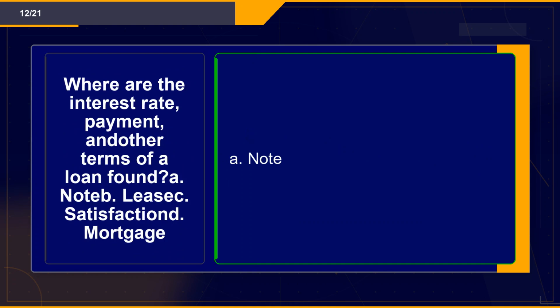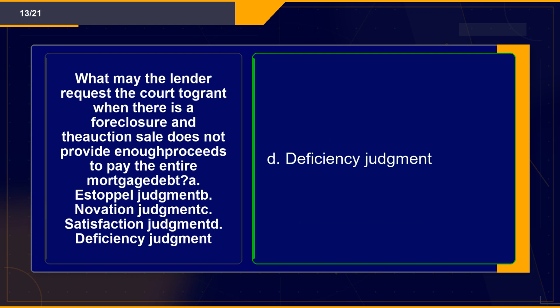Flashcard 12. Term. Where are the interest rate, payment, and other terms of a loan found? A. Note. B. Lease. C. Satisfaction. D. Mortgage. Definition. A. Note.